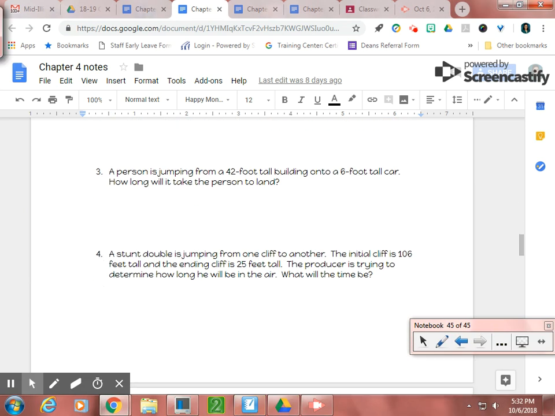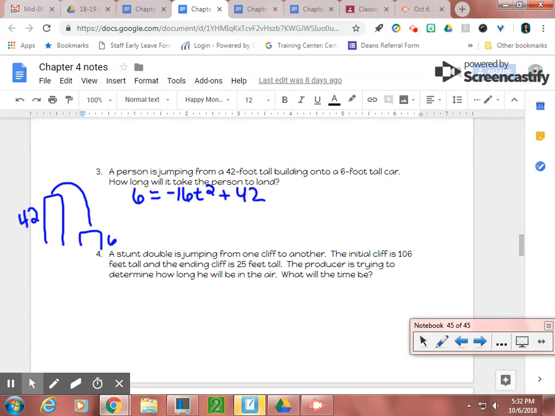A person is jumping from a 42-foot building to a 6-foot tall car. So stunt. You're at 42, and then your car is down here at 6. So you're jumping from one to the other. How long will it take? Remember that h of t is your landing height. My landing height is 6. The negative 16t squared stays. And then plus 42. So I just want to solve this for t.